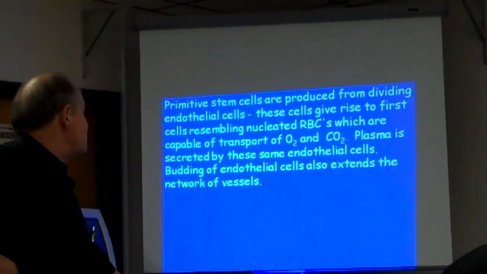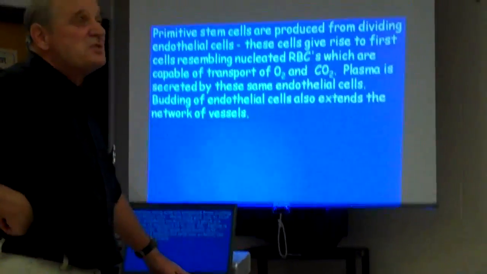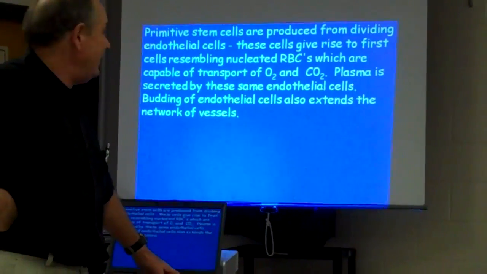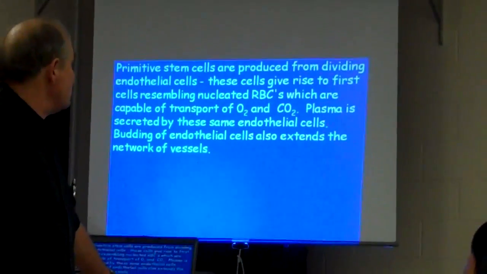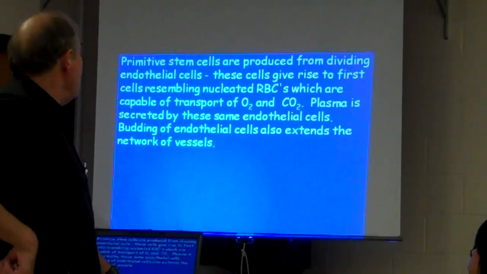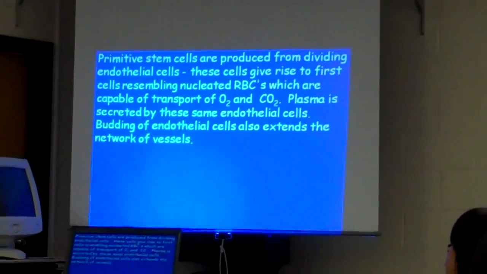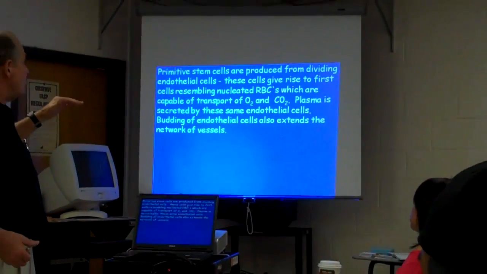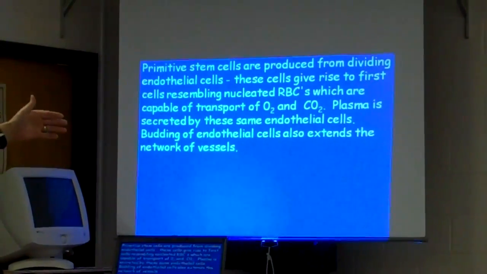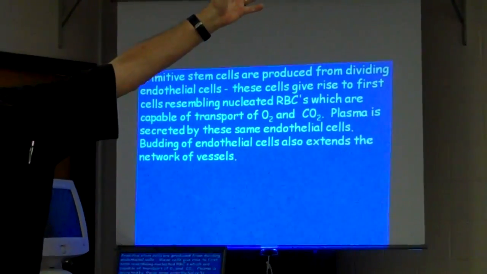Then it goes ahead and says, primitive stem cells are produced from these divided primitive stem cells. Now listen, they don't give a name to these cells. They are nucleated. These cells give rise to the first cells resembling nucleated red blood cells, which are capable of transporting O2 and CO2. Plasma is secreted by these same endothelial cells. Budding of the endothelial cells also extends the network of vessels. All this happens early.